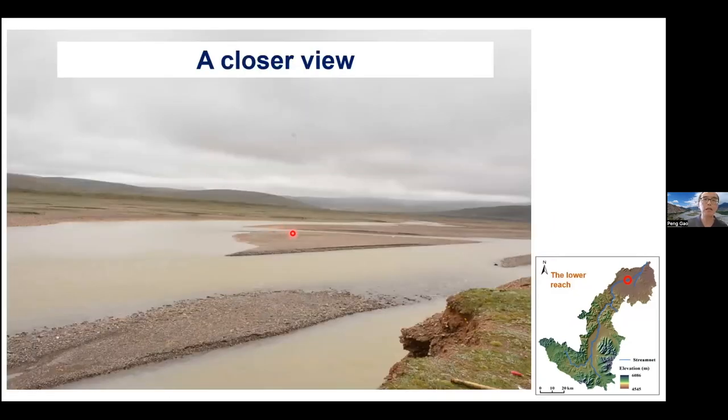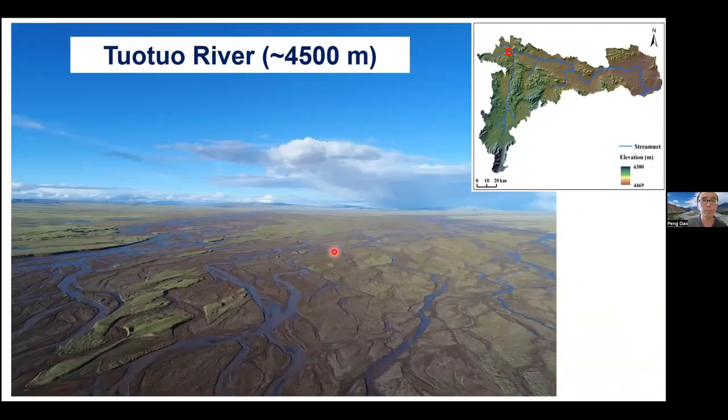And this is a closer view of this section of braided river. As I said just now, you can see these bare soil bars have already experienced some erosion. When the flow rate increases, more erosion would occur along the sides of these bars.